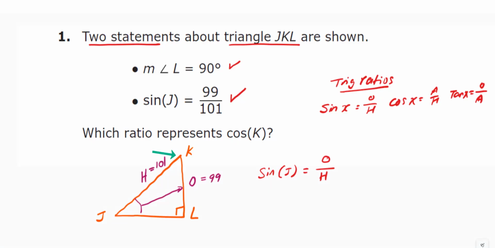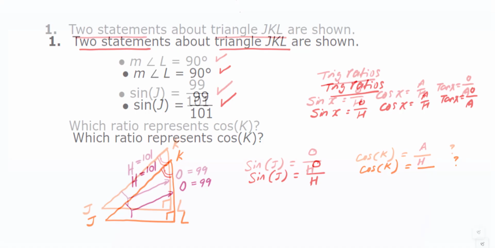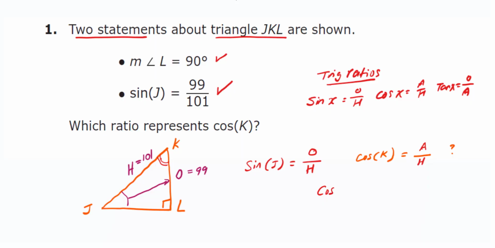So, think about angle K for a moment. What is cosine? It's adjacent over hypotenuse. And in this triangle, the side that is opposite angle J becomes the adjacent side for angle K. That means cosine of K is also 99/101.